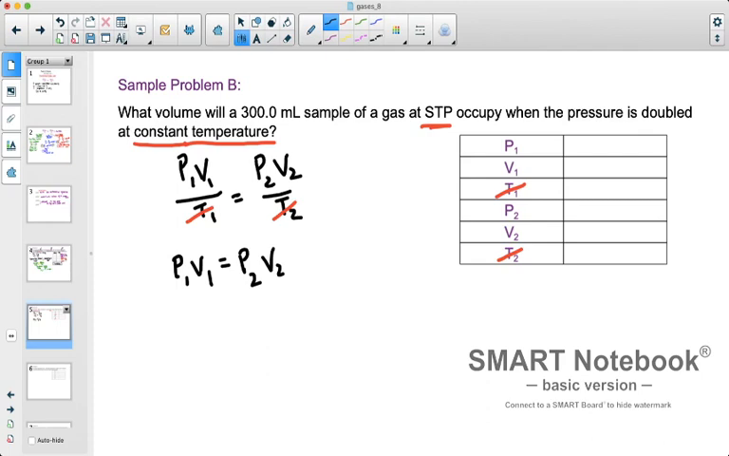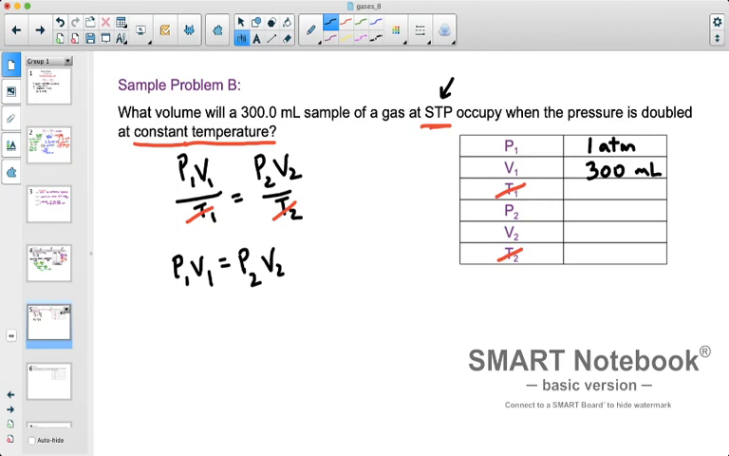It says what volume with a 300 ml. So 300 ml is a volume, because I see the milliliters. So when in doubt, if you're not sure, check the units. It says at STP. So my pressure has to be standard pressure. I can use any value that I want to. I can use 1 atm, 101.3 kilopascals, 760 millimeters of mercury, 760 torr. It's probably easier mathematically to use the value that has the number 1. So I'm going to write down 1 atm.